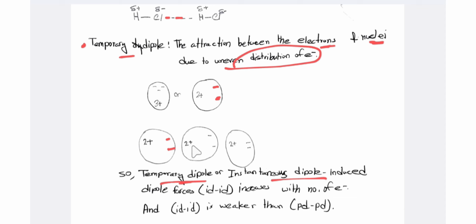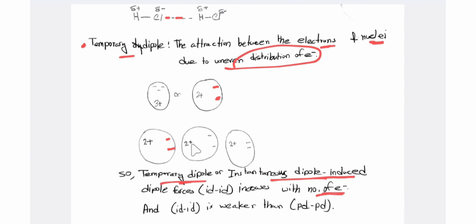And so here we can see that this side becomes positive charge. Then again the positive charge attracts and repels the electrons, so now the electrons move to this side. Here we can see that the temporal dipole, or instantaneous dipole induced dipole forces, increases with the number of electrons. So there is an instantaneous dipole induced dipole force between these molecules.